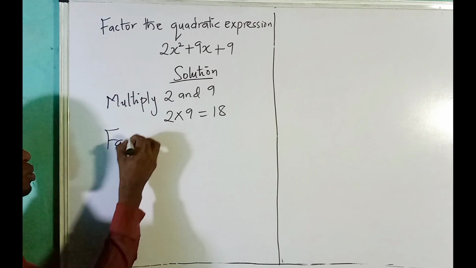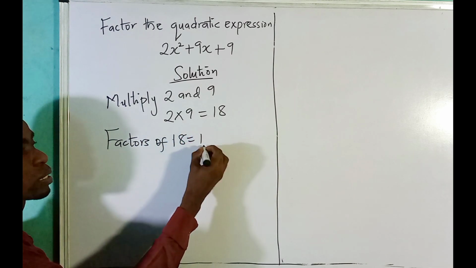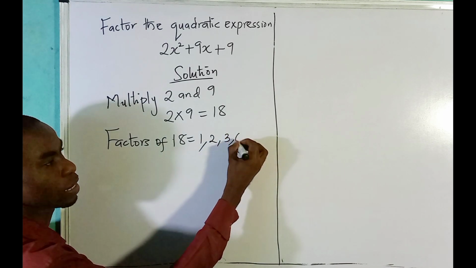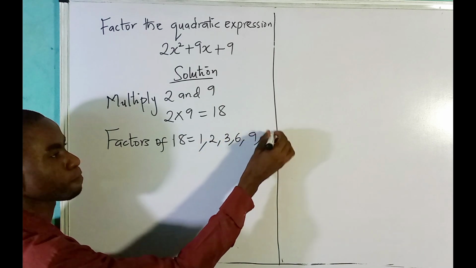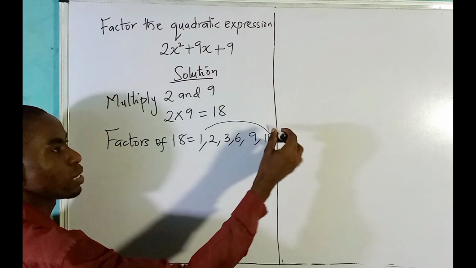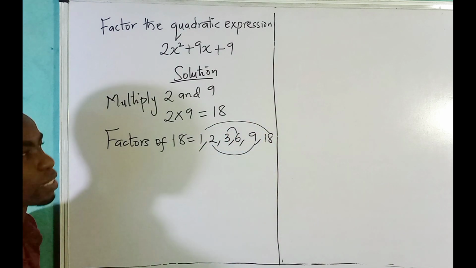The factors of 18 are 1, 2, 3, 6, 9, and 18. Now this is how they link. 1 times 18 is 18. 2 times 9 is 18. 3 times 6 is 18.